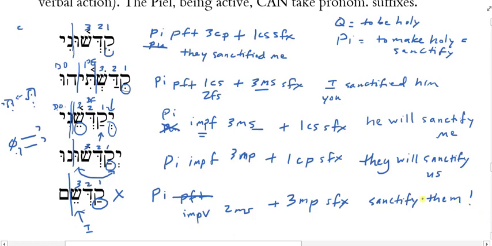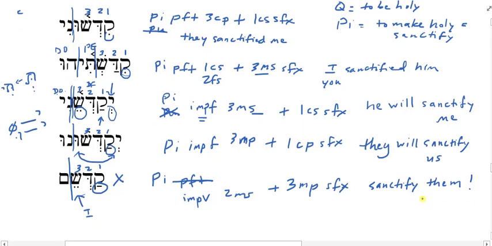All right. There you go. So that's examples of adding direct object pronominal suffixes to the Piel. Remember, the Pual won't take those, just the Piel. Yep.